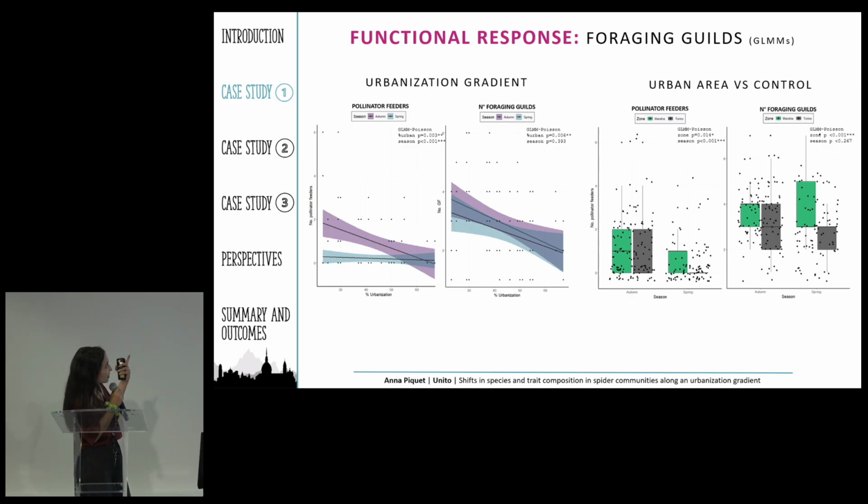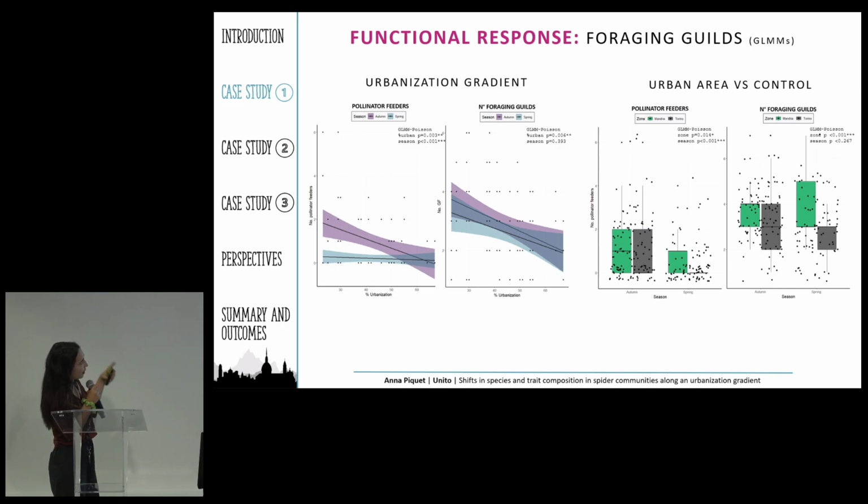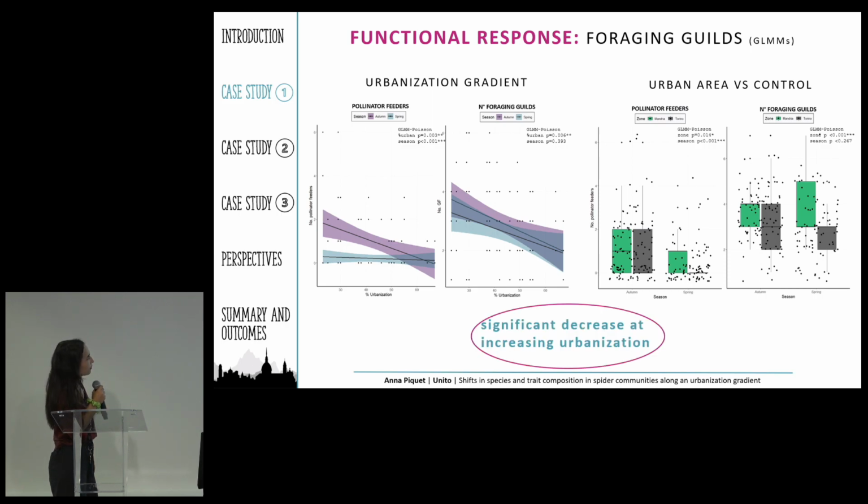Then we also analyzed the behavior of a very specific group, that is the one of the spiders feeding on pollinators, with this very specific diet. Also in this case, you can see that both along the urbanization gradient and in the comparison between urban and control area, there is a significant decrease at increasing urbanization.